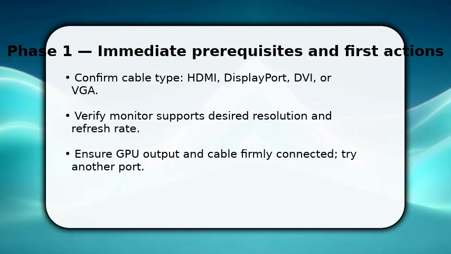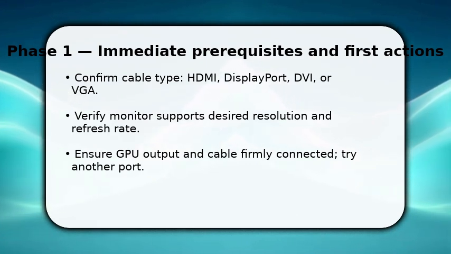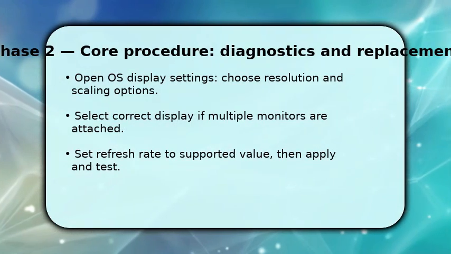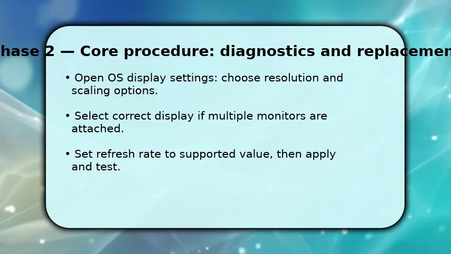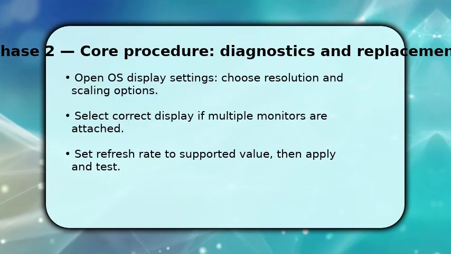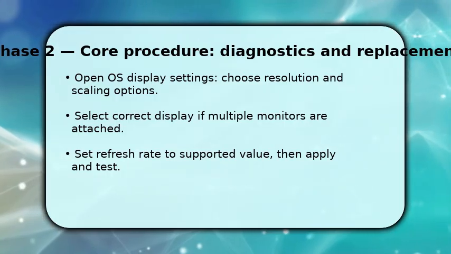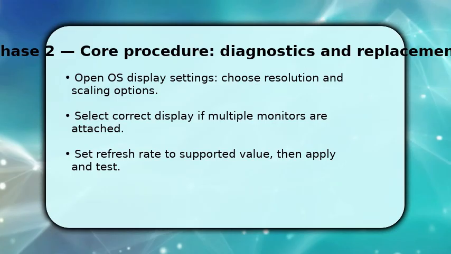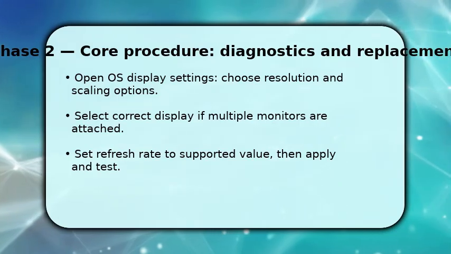You next change system settings so the OS and monitor agree. On your computer, open display settings and pick the target monitor. Choosing the wrong display will show no change. Then select the recommended resolution or the exact value your monitor supports and adjust scaling if text looks too large.